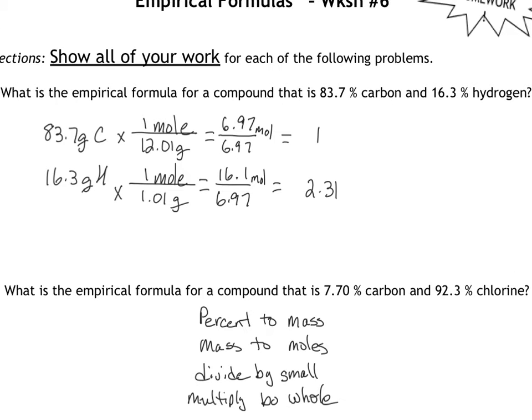So 2.31 and 1. But 2.3 is not exactly close to a whole number. So I'm going to need to multiply that by something to get it closer to a whole number. Well, if I multiply it by 2, it doesn't get me very close. But if I multiply it by 3, that equals 6.94, so that would be equal to 7. So if I multiplied this number by 3 to get it close to a whole number, I would need to multiply this by 3 also, which equals 3. So my correct answer would be C3H7 for my empirical formula.